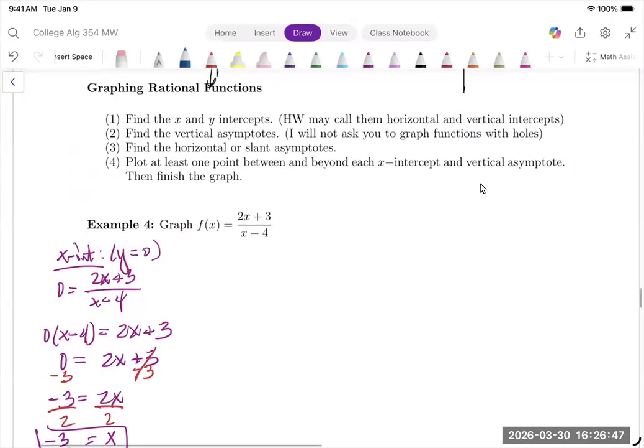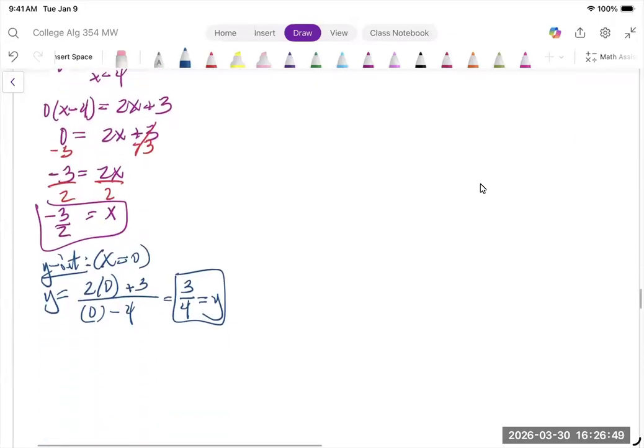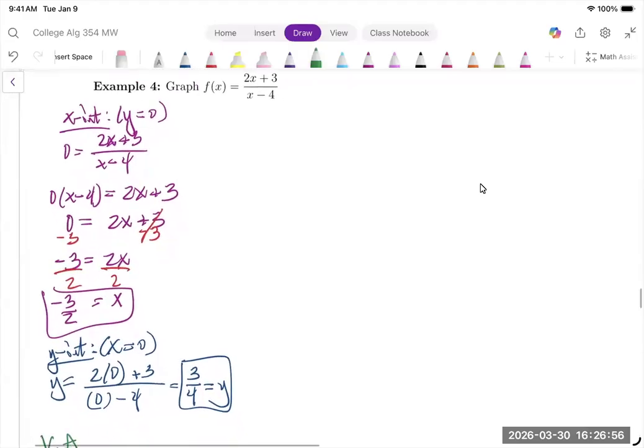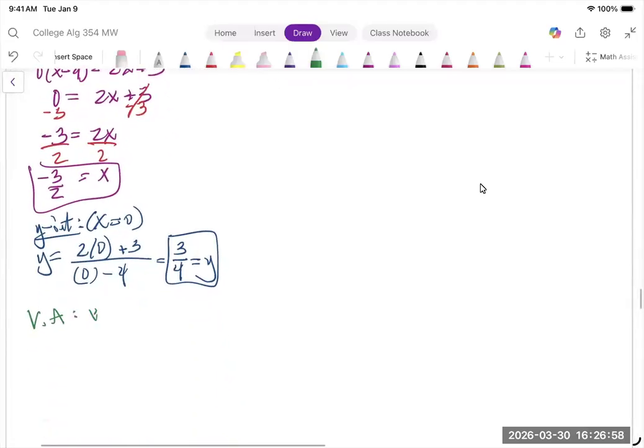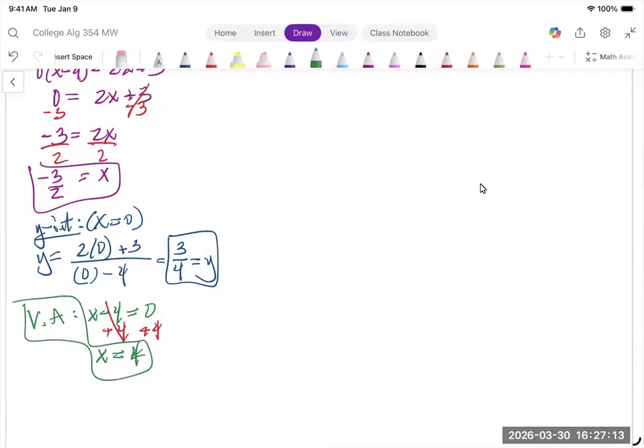Okay, so that's 1. 2, find the vertical asymptotes. Recall, vertical asymptotes come from the denominator. So I'm just going to grab the denominator of x minus 4, set it equal to 0, and solve. By adding 4 to both sides, x is equal to 4. All right, we're moving right along here.